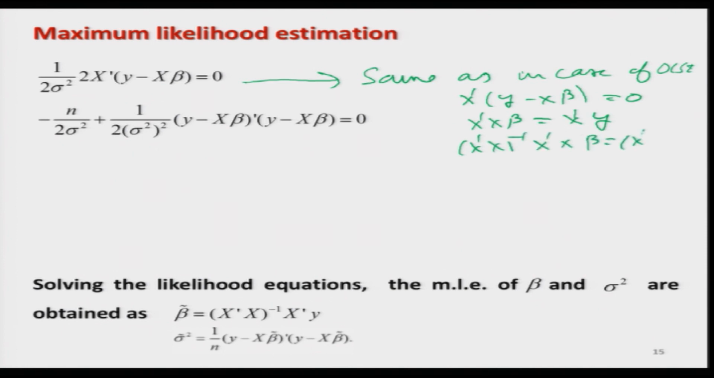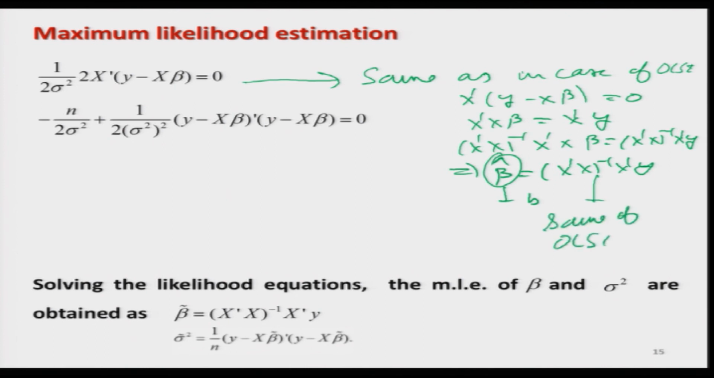So this comes out to be like this, and this implies that beta is equal to (X transpose X) whole inverse X transpose y, and this is an estimator, and we are trying to denote it by b. Right. So you can see here, this comes out to be the same as the ordinary least square estimator.